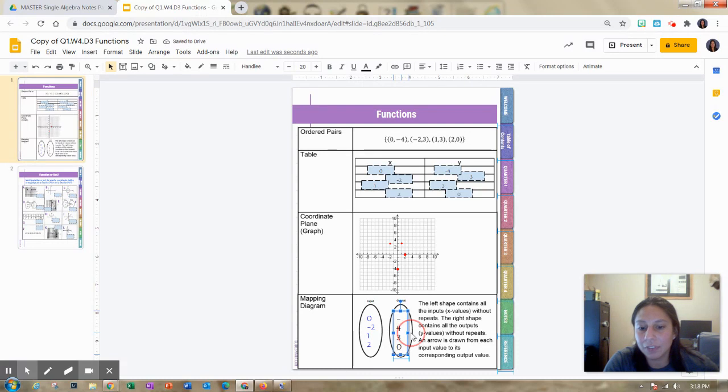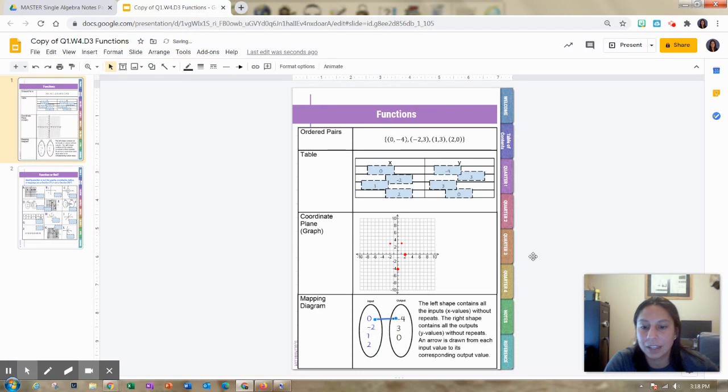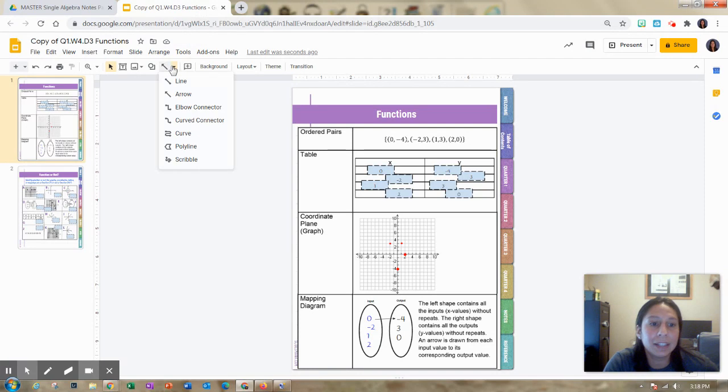Okay, so now that we have our X values and our Y values, we're going to use our arrow. So we're going to go over here and use an arrow to show that 0 goes with -4. You'll notice that it puts a little arrow there showing 0 goes to -4. I need another arrow to show that -2 goes to 3.